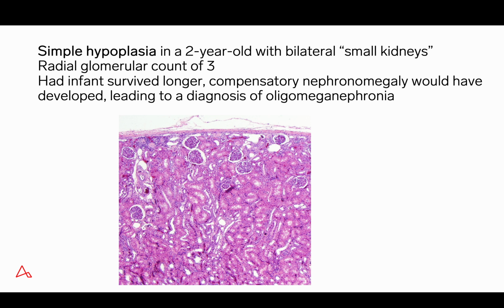This is an example of what would be called simple hypoplasia. It's in a 2-year-old with bilateral small kidneys. The outer medulla is down here. If we perform a radial glomerular count, it's about 3, so a marked reduction in nephron generations. Now, if this infant had survived longer, these kidneys would have undergone compensatory nephromegaly and would at that point be called oligomeganephronia. So that's why I think simple hypoplasia and oligomeganephronia differ simply in the fact that one is bilateral, the other is usually unilateral, and they may vary in the onset of encounter.